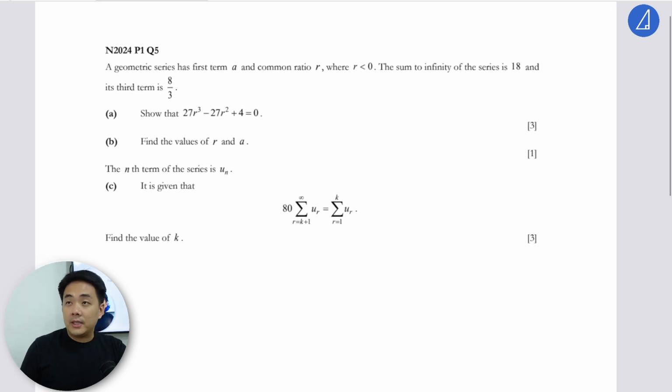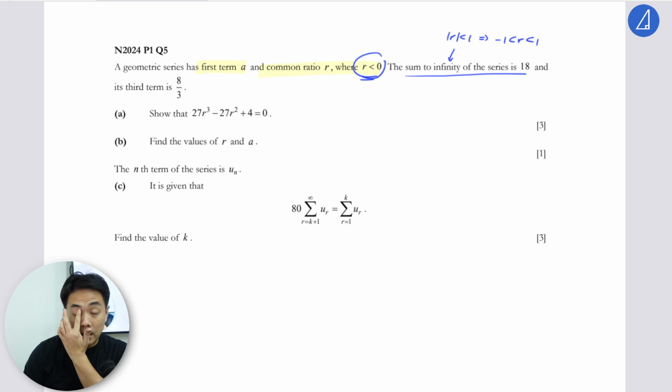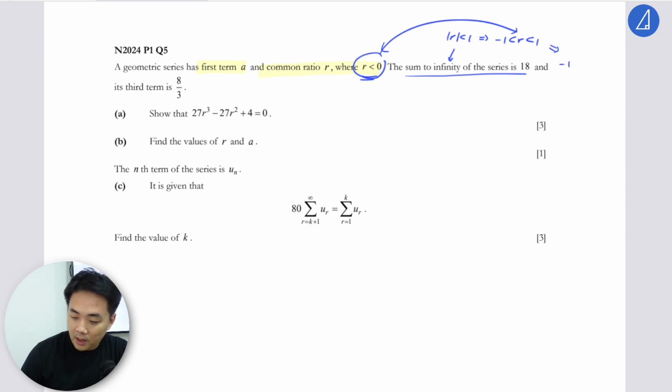So a geometric series has a first term A and a common ratio R, where R is a negative value. The sum to infinity of the series is 18. So basically, just understand that the condition is that the magnitude of R is less than 1. But because R is less than 0, meaning R is between negative 1 and 1, you take this and this, merge them together. What you want to find is just R less than 0. So this is what you want.